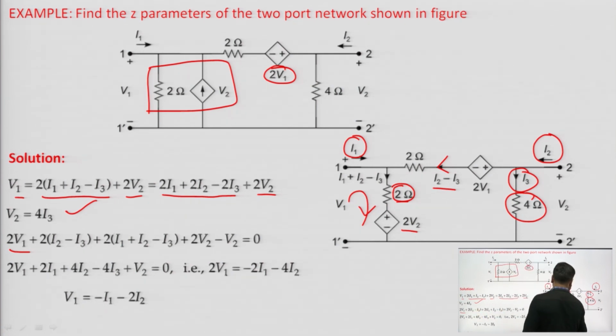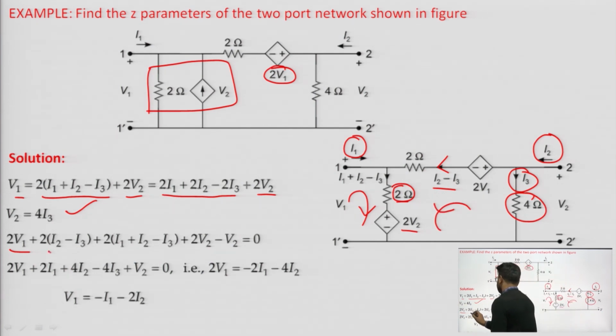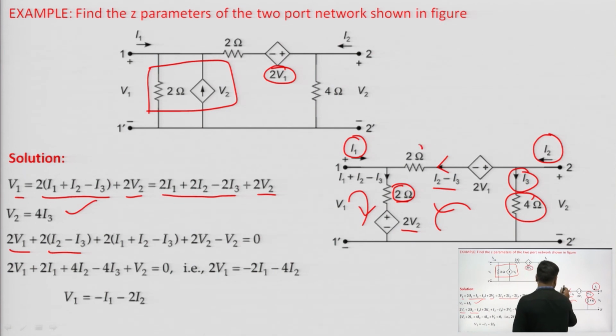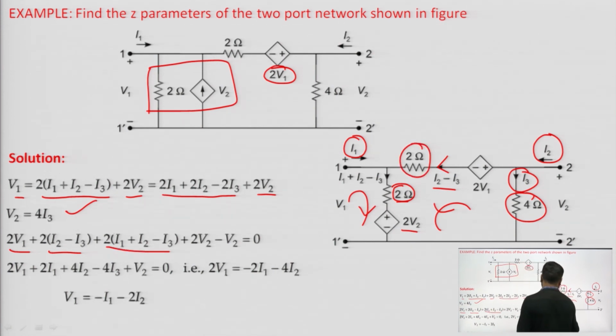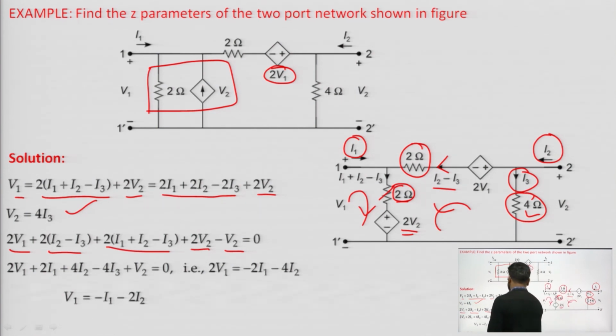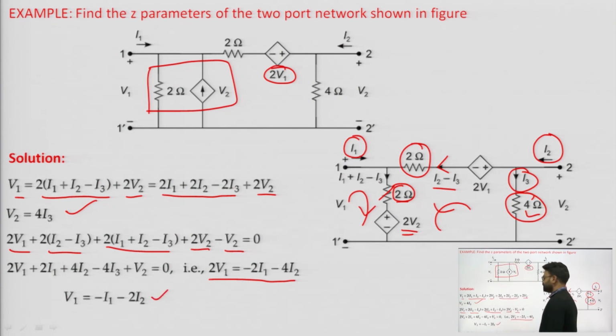Now we will apply KVL in this loop. On applying, we will get 2V1 plus 2 into (I2 minus I3), which is the drop across this 2 ohm resistance, plus 2 into (I1 plus I2 minus I3), which is the drop across this resistance, plus 2V2, and minus V2, which is the drop across this 4 ohm. Now on simplifying it, we get 2V1 equals minus 2I1 minus 4I2, or V1 equals minus I1 minus 2I2.